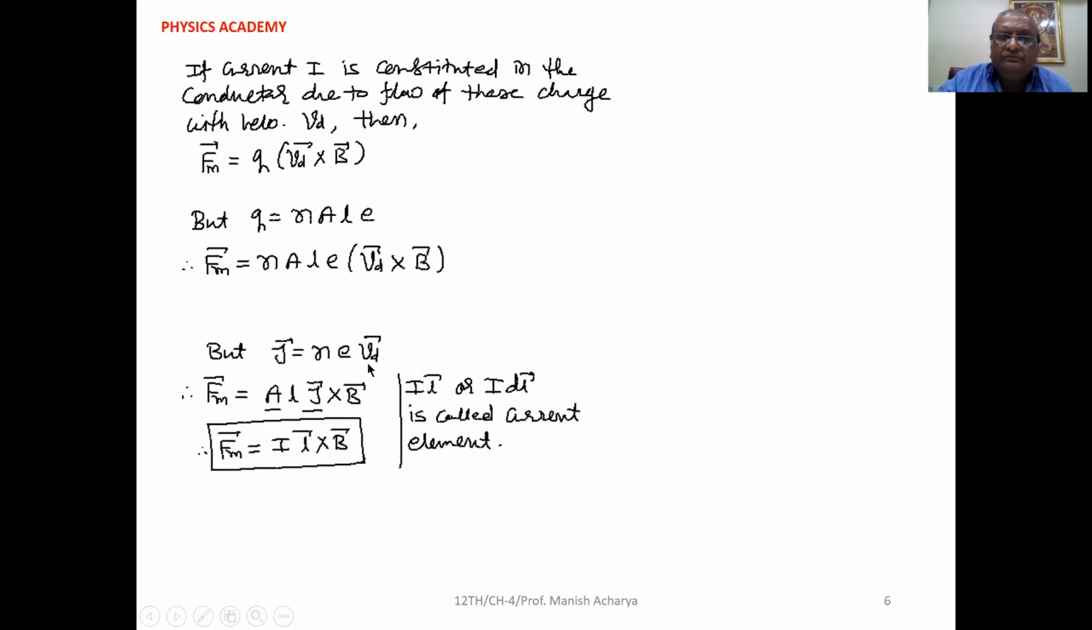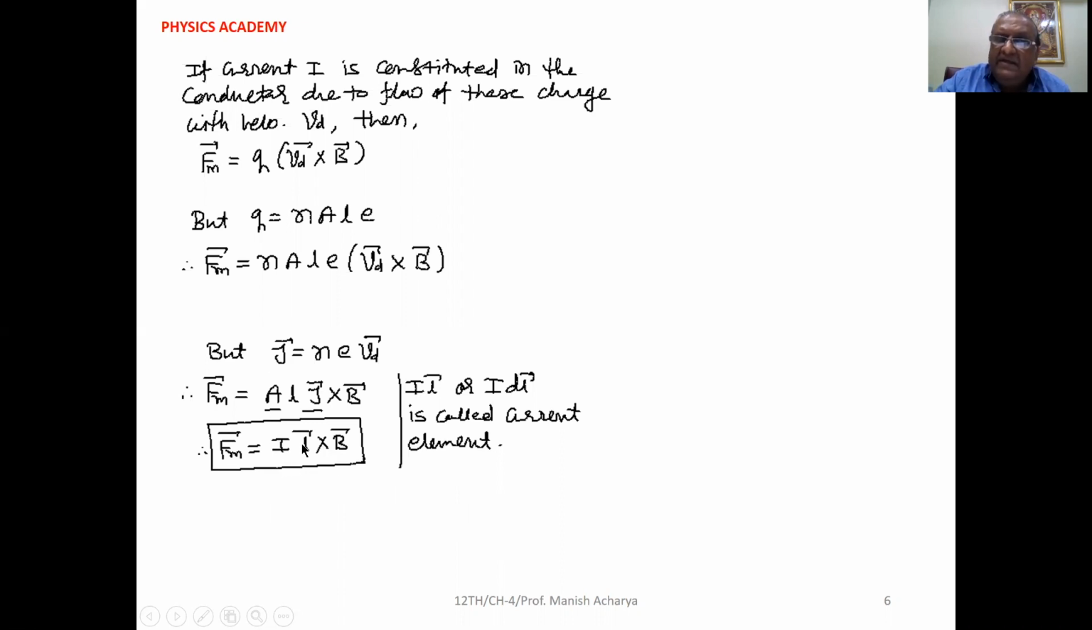Okay. Now we have the equation J, that is the current density, equal to neVd. So we can replace this neVd by current density J. So we can write the equation for the magnetic force, that is equal to A L J cross B. Okay. But A into J is current I, because current density J is equal to I upon A. So we can replace this A into J by I. So we can write the magnetic force as IL cross B.